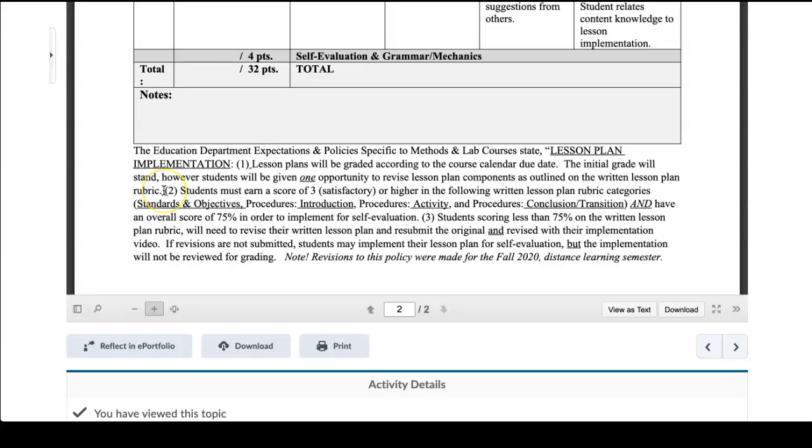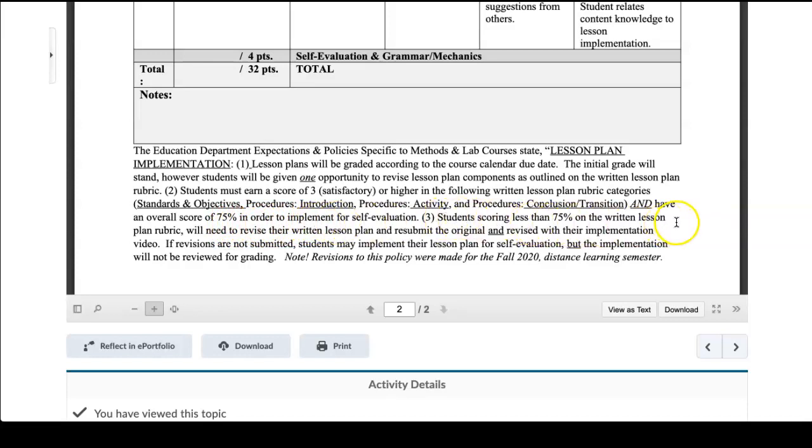The second component here is students must earn a score of 3, satisfactory or higher, on the following written lesson plan rubric criterion: standards and objectives, introduction, activity, and conclusion transitions. These are highlighted above in grade, and we will review the individual criterion in a moment. In addition to meeting 3 satisfactory or above for these 4 criterion, you must also score an overall score of 75% in order to implement for self-evaluation.